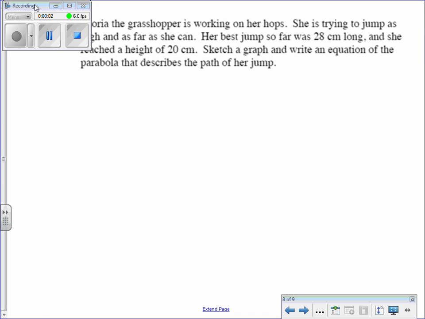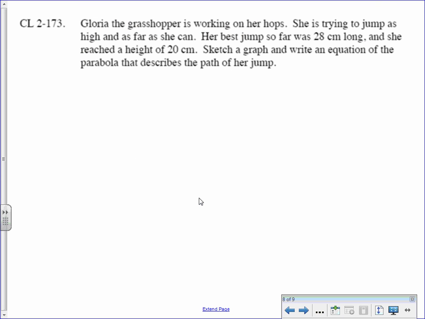Okay, so we're going to go ahead and graph for this problem and show how to curve fit to find the a value of a parabola. So closure problem 2-173. Gloria the grasshopper is working on her hops. She's trying to jump as high and as far as she can. Her best jump so far was 28 centimeters long, that's our width, and she reached a height of 20 centimeters, that's our height. Sketch a graph and write an equation of the parabola that describes the path of her jump.